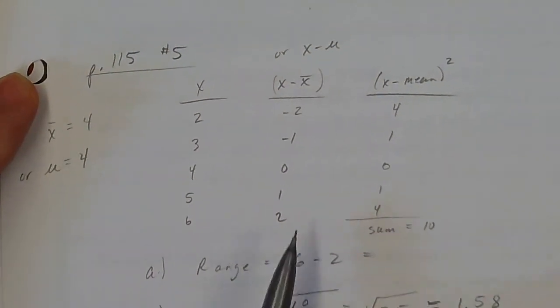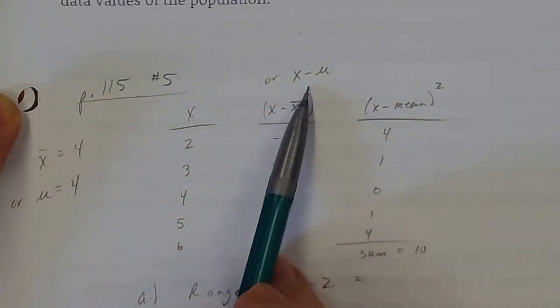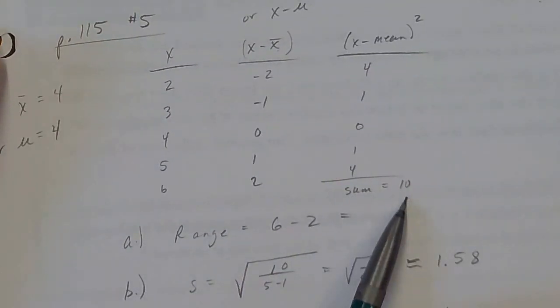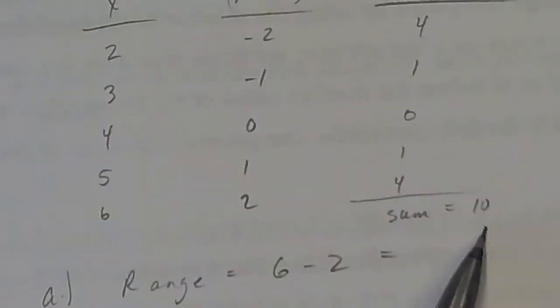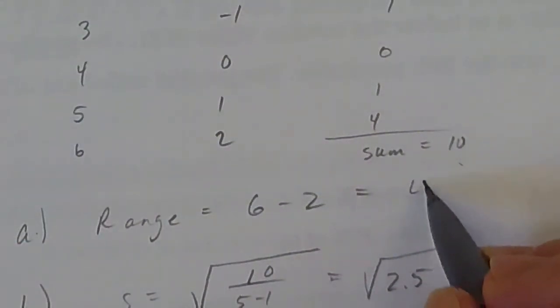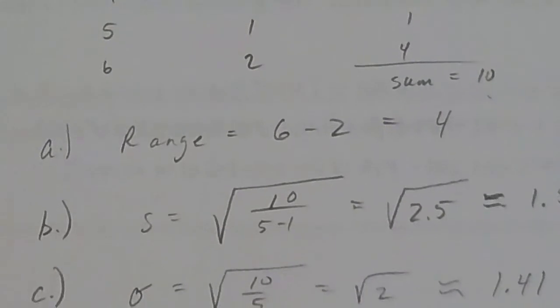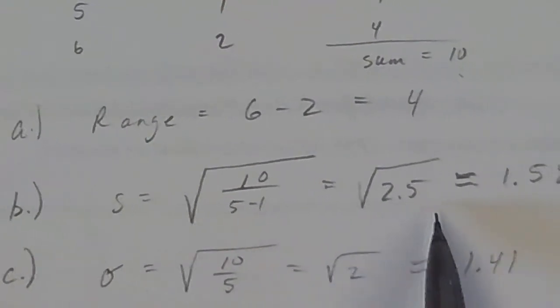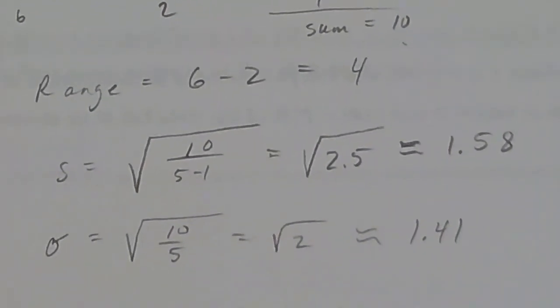All right, so here we go. So x minus x bar or x minus mu, it's still going to be the same deviation. So x minus the mean squared is 10 for our sum. Okay, so the range is going to be 6 minus 2, max minus min. So we have a range of 4. Part B was the sample standard deviation. So it was that sum of 10 divided by 4. And then take the square root, 1.58.